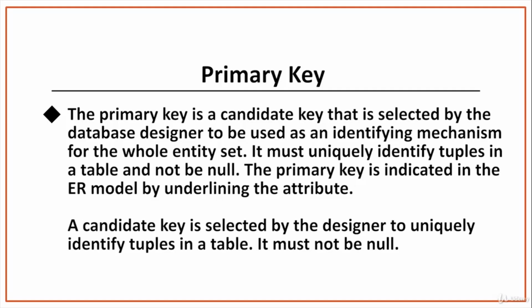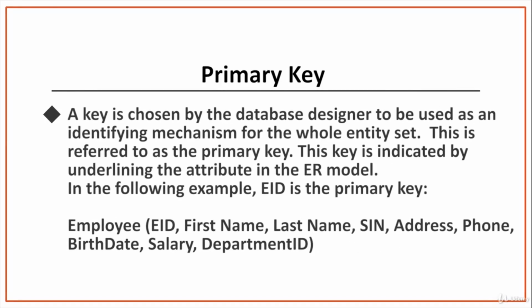A candidate key is selected by the designer to uniquely identify tuples in a table. It must not be null. A key is chosen by the database designer to be used as an identifying mechanism for the whole entity set. This is referred to as the primary key. This key is indicated by underlining the attribute in the ER model. In the following example, EID is the primary key. Employee, EID, first name, last name, SIN, address, phone, birth date, salary, department ID.